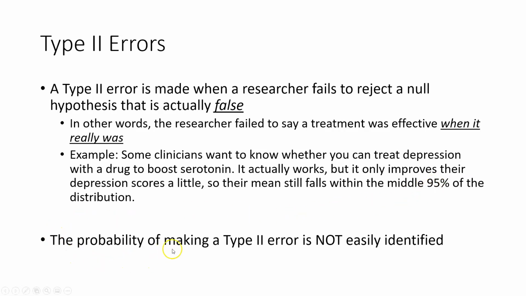The probability of making a type 2 error is not easily identified. We can't determine it unless we have multiple variables and lots of information.